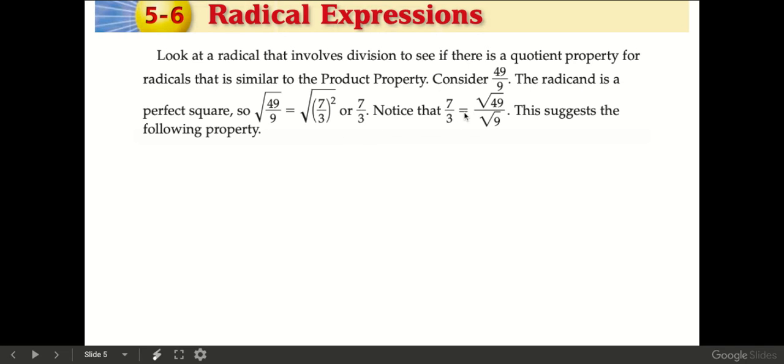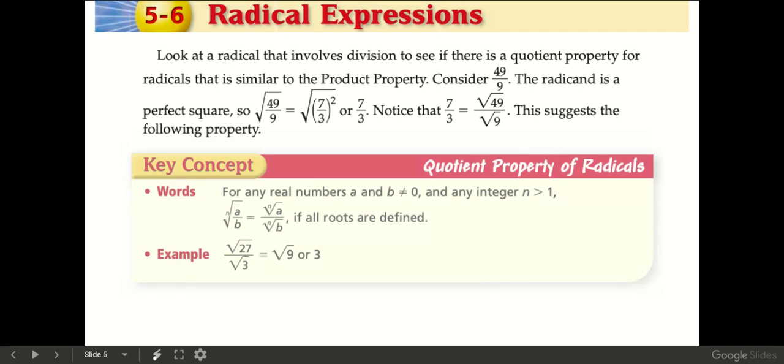So notice that 7 over 3 is equal to the square root of 49 over the square root of 9, right? Because both of those will be equal to each other. So this suggests the following property, which is our next one, the quotient property. If I have the nth root of a over b, that's equal to the nth root of a over the nth root of b. Again, it allows us to break up or split up the root. So again, if I had the square root of 27 over the square root of 3, that's equal to the square root of 9, or just 3.